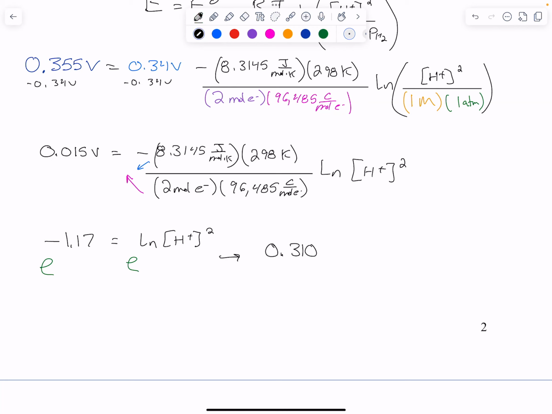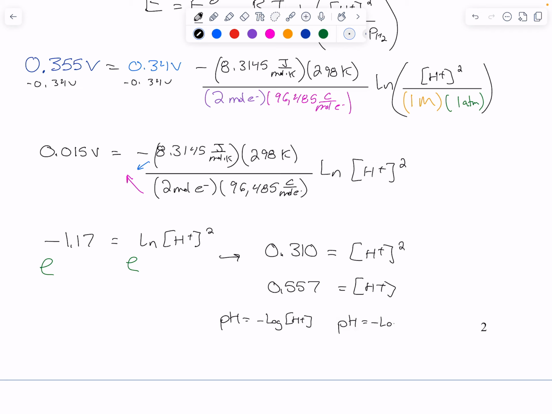So 0.310 equals the concentration of H+ squared. So I take the square root of 0.31. I get 0.557. Well, we know the pH is negative log of H+. So the pH is negative log of 0.557. And so I'm getting, hopefully you get the same thing, 0.25.